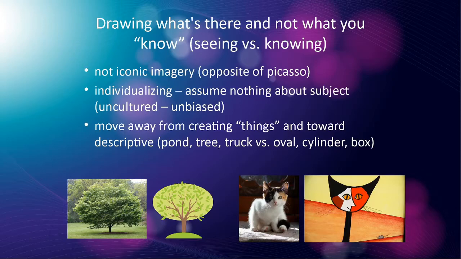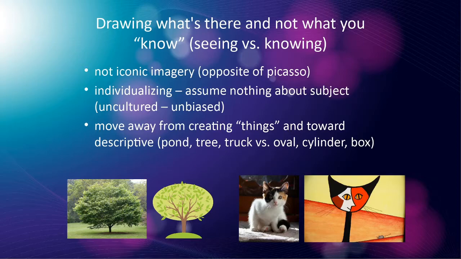So you try to look at the tree or the cat, and you individualize it, and you assume nothing about it. Like, okay, that's a cat, but I don't know anything about cats. I'm an alien from a different planet, so I've got to be very careful and draw what I see here, not what I know. A lot of people get into trouble where they think, oh, the cat has a circle head and circle eyes, and then they end up drawing the cartoon of a cat. Maybe a cartoon of a cat is your goal, but if you're trying to draw something realistically, you have to forget about all of that iconography.